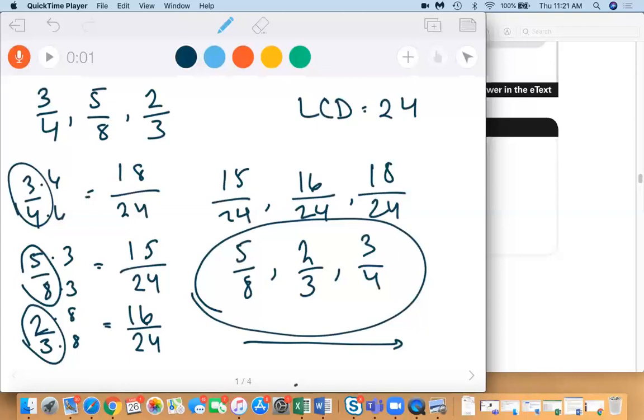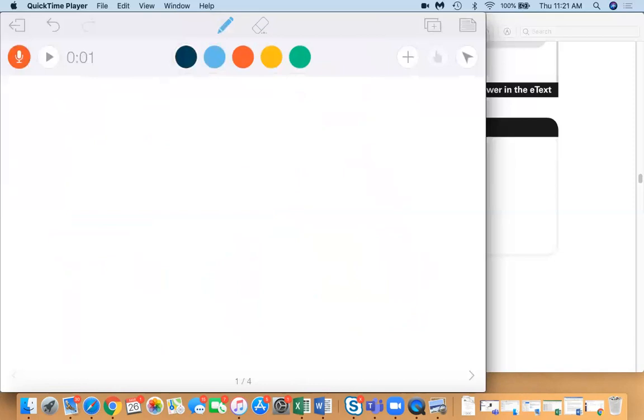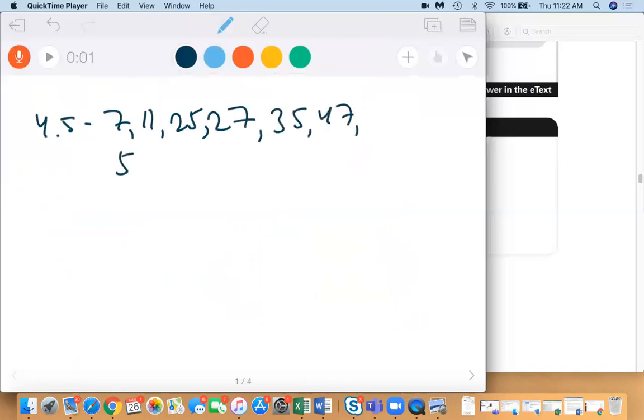So let me go ahead and give you the practice problems for 4.5. I think I already uploaded them in Canvas, but I'm just going to go ahead and do it again just to be safe. 4.5 problems 7, 11, 25, 27, 35, 47, 53, 57, 69, 73, 75.